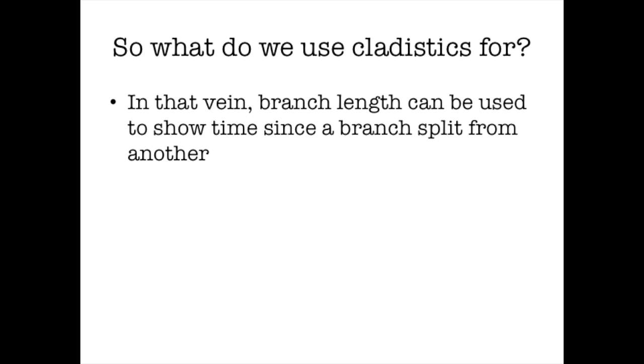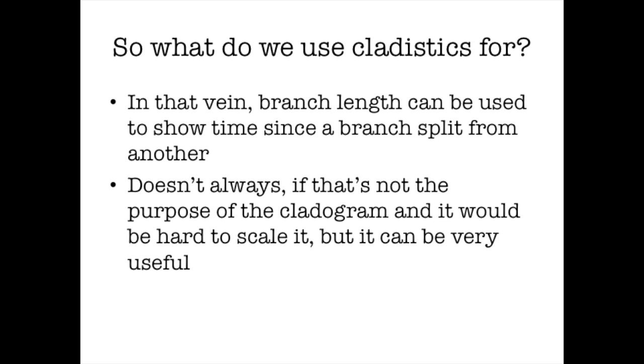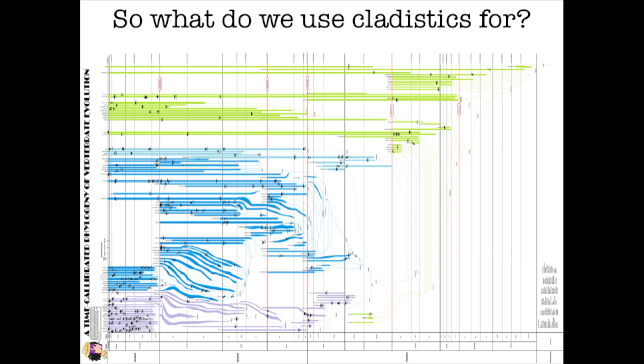Similarly, branch length can be used to show the time since a branch split from another. It doesn't always, if that's not the purpose of the cladogram, and it would be kind of hard to scale it, but it can be very useful. As shown here in my friend's cladogram, you can show how long it has been since different groups diverged from each other. Link to this cladogram in the description.